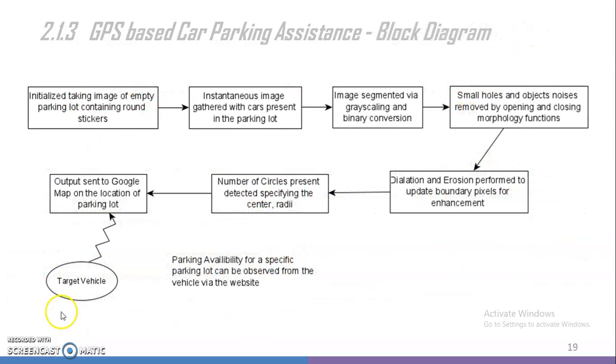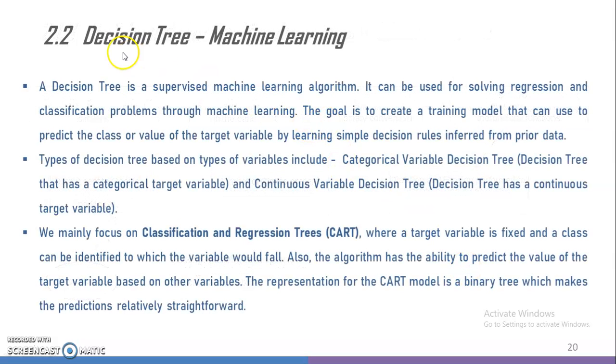Now this is the whole thing, as we discussed both the algorithms, in the form of a block diagram. All these things of the algorithm are discussed here just in a block diagram. Next is the decision tree algorithm. First the technology was image processing, and we discussed all the parts.